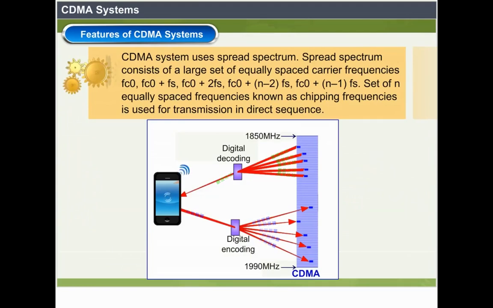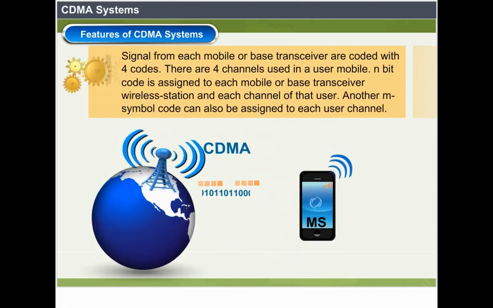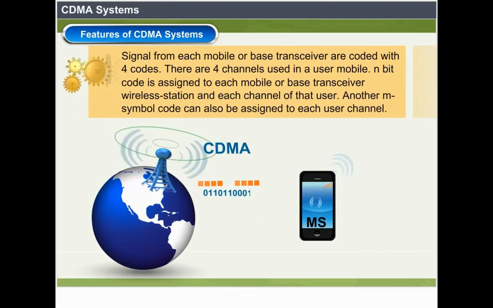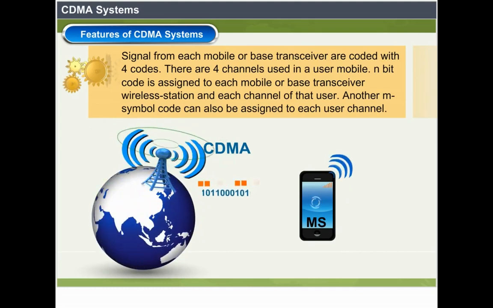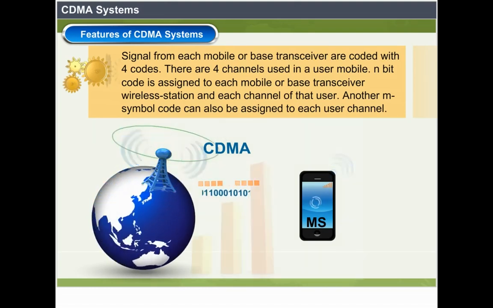Spread spectrum consists of a large set of equally spaced carrier frequencies FC0, FC0 plus Fs, FC0 plus 2Fs, up to FC0 plus (n-2)Fs and FC0 plus (n-1)Fs. A set of n equally spaced frequencies, known as chipping frequencies, is used for transmission in direct sequence. Signals from each mobile or base transceiver are coded with 4 codes. There are 4 channels used in a user mobile. An N-bit code is assigned to each mobile or base transceiver wireless station and each channel of that user. Another M-symbol code can also be assigned to each user channel.